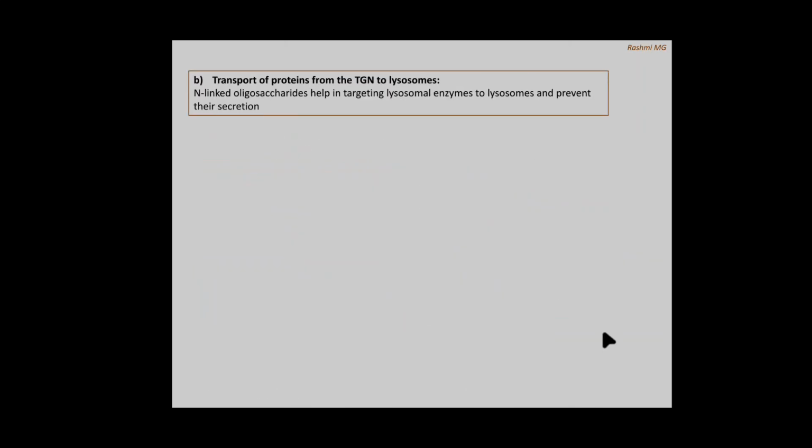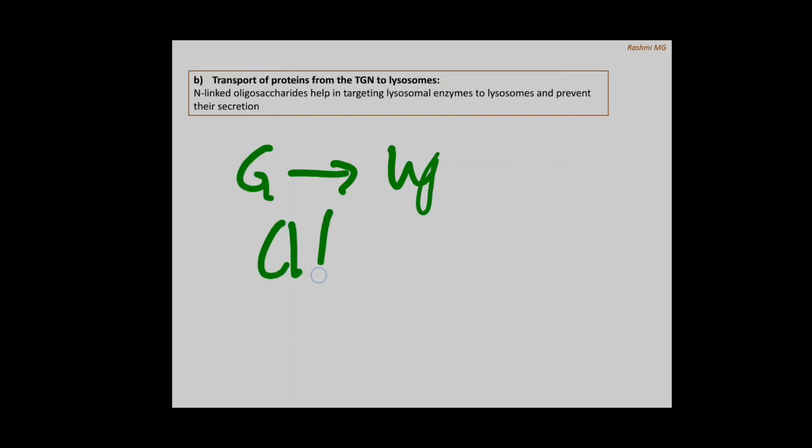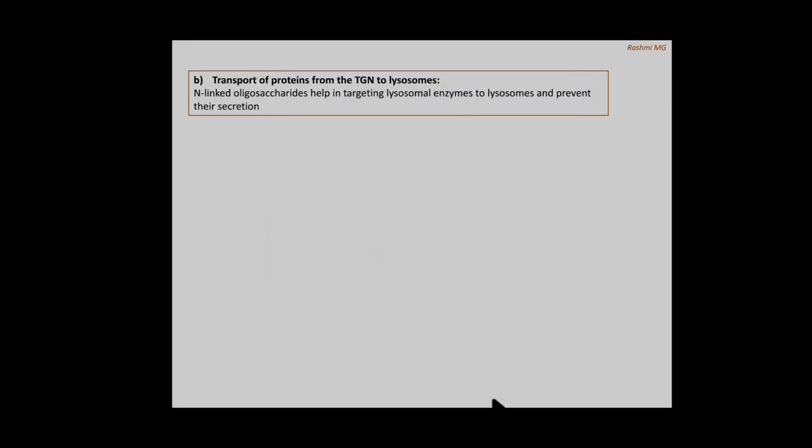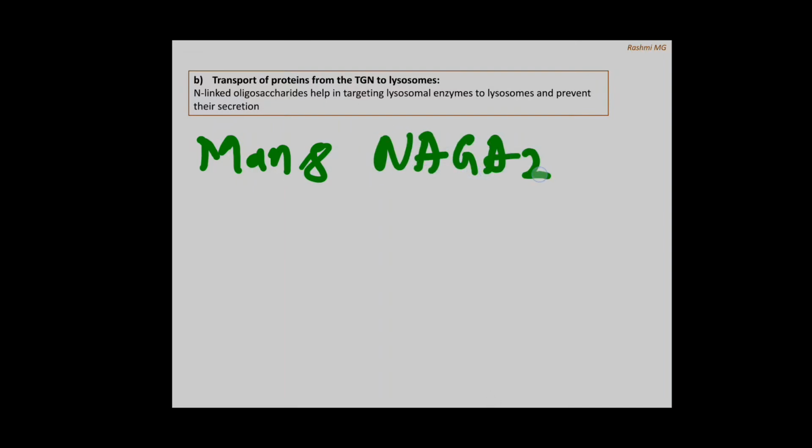Next is transport of proteins from TGN to the lysosome. So, which type of transport vesicle is helping from Golgi to lysosome? That is clathrin mediated with the adapter protein 1. Okay. So first, what happens? There is mannose 8 and N-acetylglucosamine. There are 2.